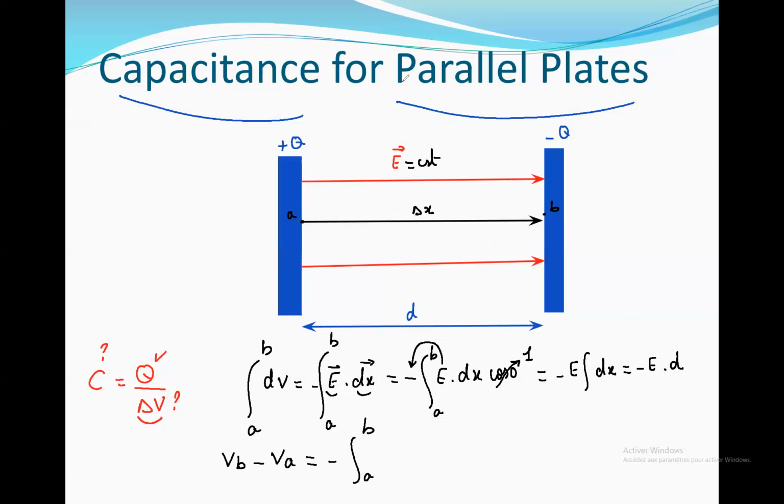So we can write finally VB minus VA equals minus E times d. And delta V is the absolute value of VB minus VA, so it equals E times d. To calculate delta V, we have to find E. This is the most important point. How can we find E?